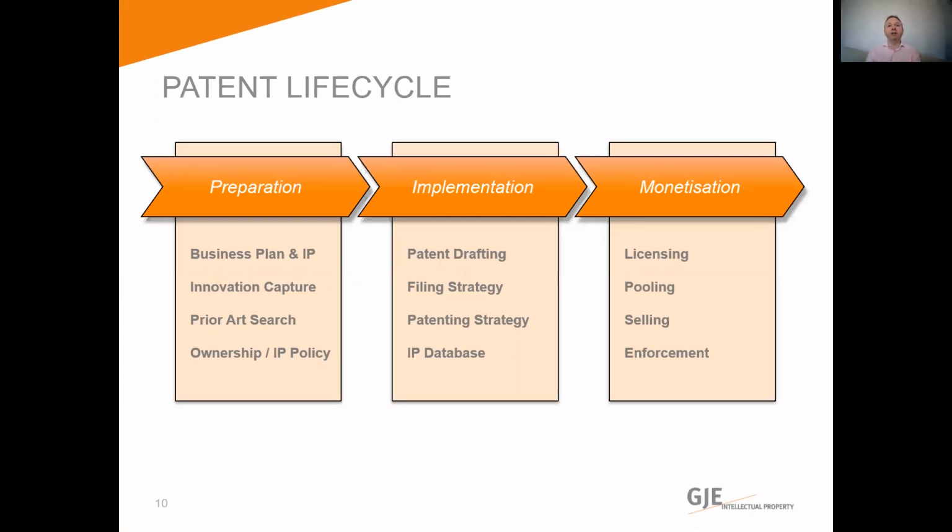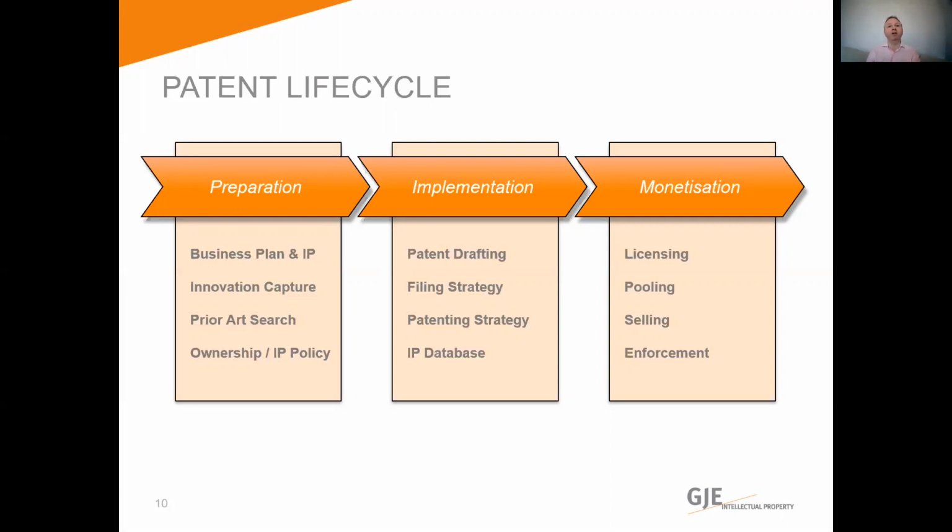The patent lifecycle can be split into three parts. The first is preparation, which we looked at in part one of this series. The preparation phase looks at preparing your company for its IP journey. It provides a set of fundamental processes that you should consider implementing to help capture innovation within your company to ensure that it achieves its commercial goals.